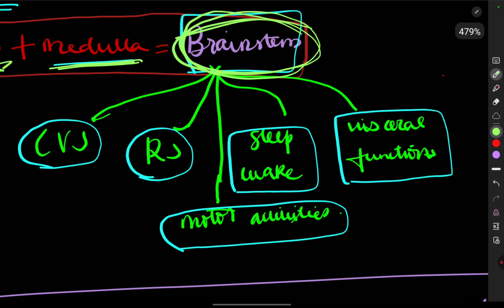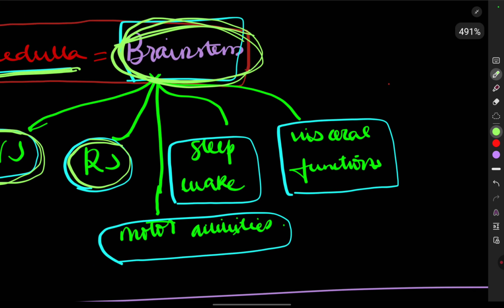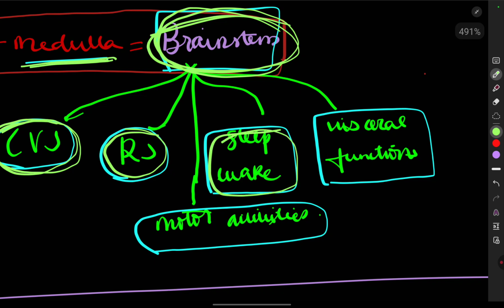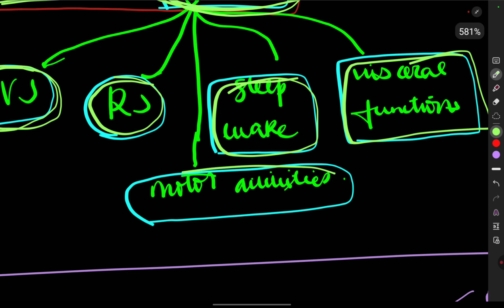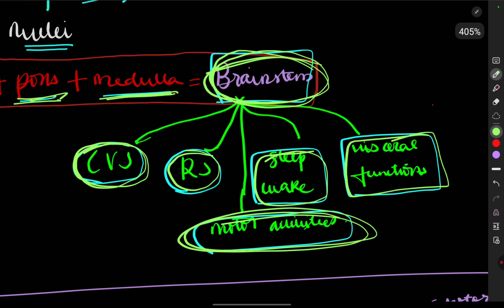What are the functions of the brainstem? It helps in regulating and maintaining the cardiovascular system, the respiratory system, the sleep-wakefulness, the visceral functions, the organ functions and the motor activities. Okay, these are the functions of the brainstem.